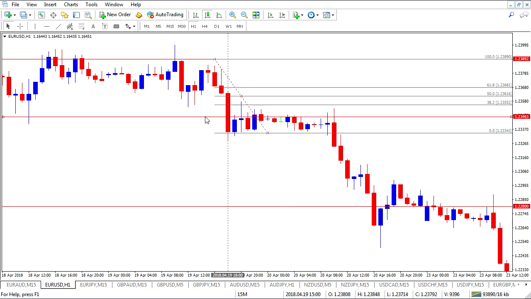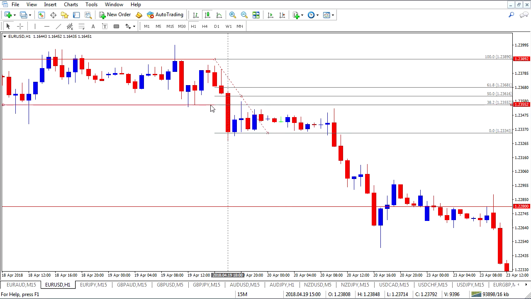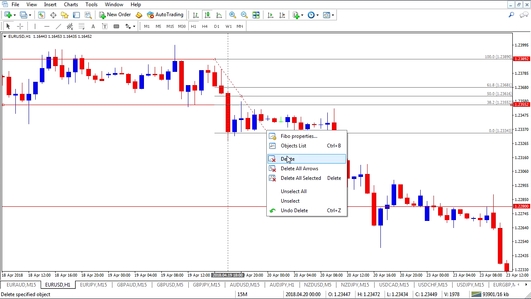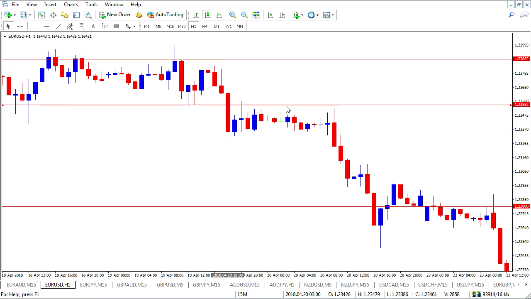So if I move this up to where that entry becomes and get rid of the Fibonacci tool, we can see now that the stop loss is 33 pips, and the take profit, if it was double, would be 66. And in this case, it's 75. It's just a little bit more than 2-to-1 by waiting for the pullback and getting into the trade at that 38.2% level.